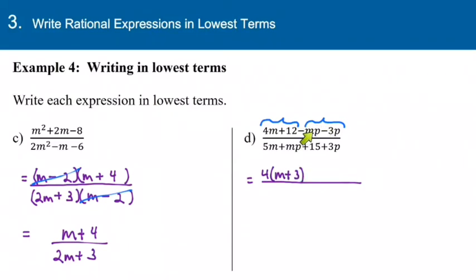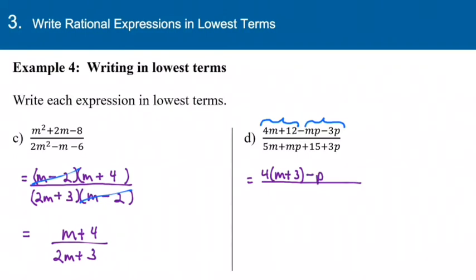The second group starts with a negative. So we'll have to factor out a negative p. Notice that they both have a p. So the p is the common factor, but we need to factor out a negative p because of this existing minus sign right here.